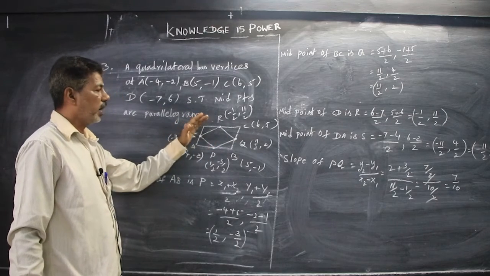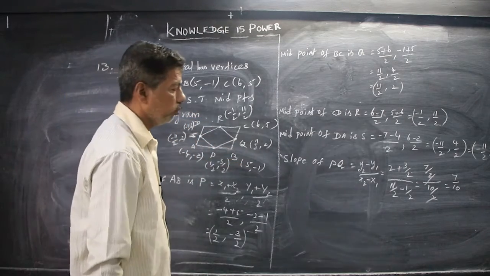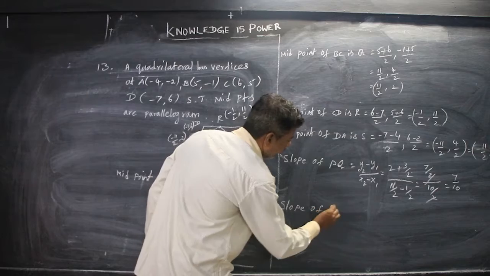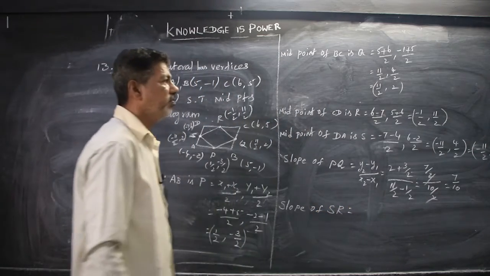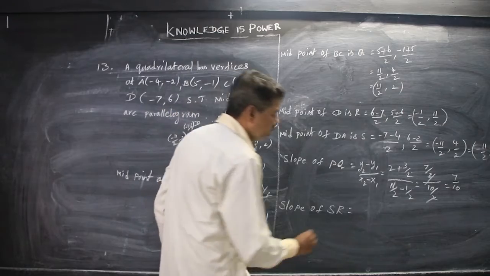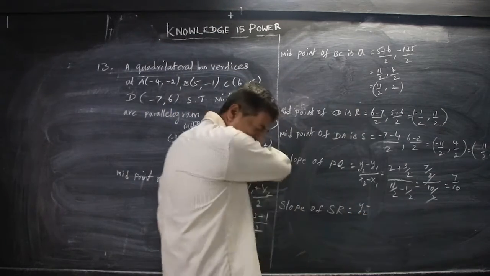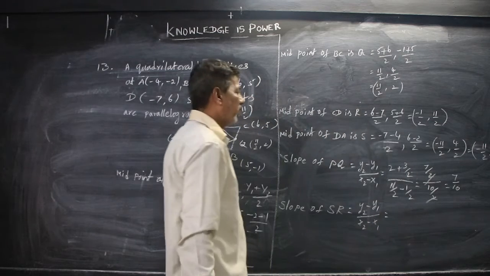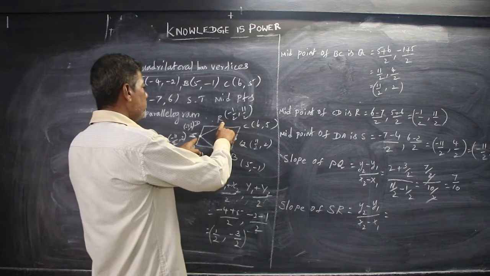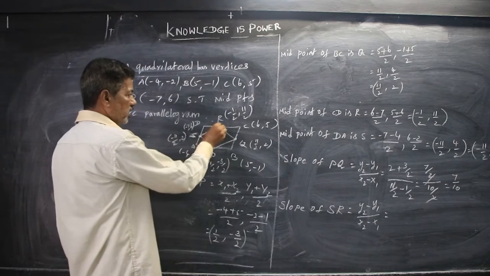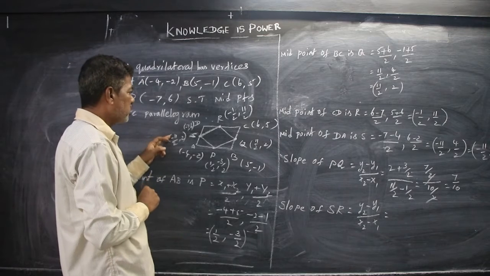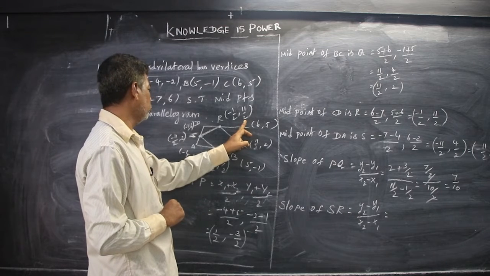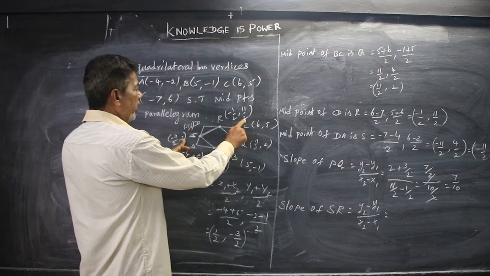Now SR should give the same answer. Slope of SR, same condition. What is that? y2 minus y1 by x2 minus x1. So be careful, here also it will be a fraction. These both you have to take. SR means y2 will be 11 by 2, 11 by 2 minus 2. It's clear? y2 minus y1.